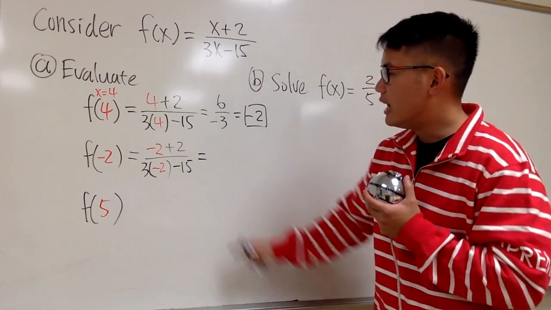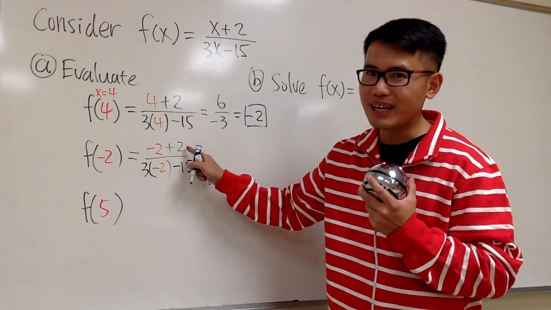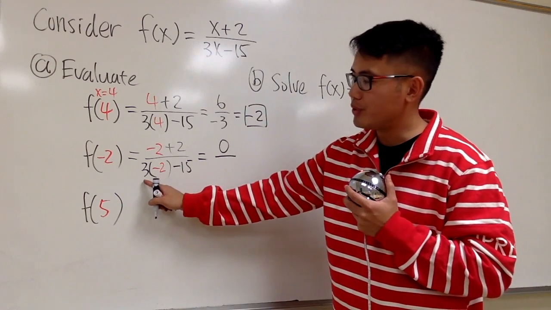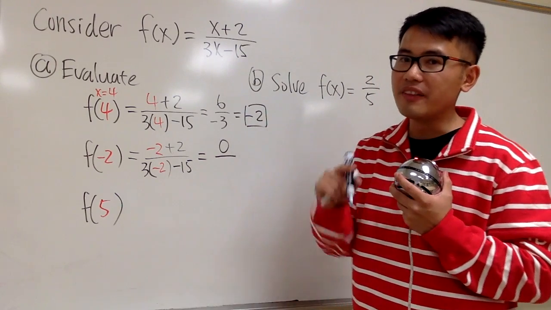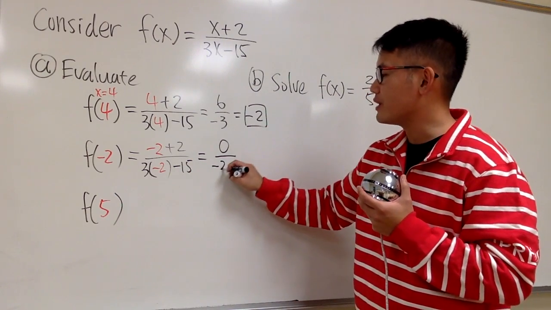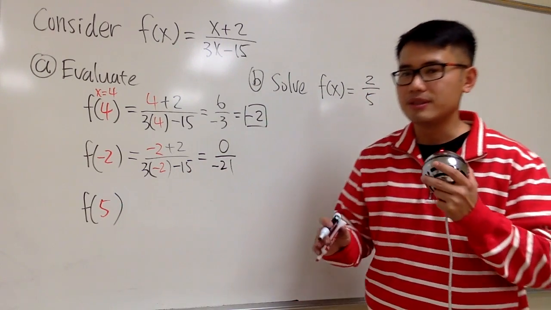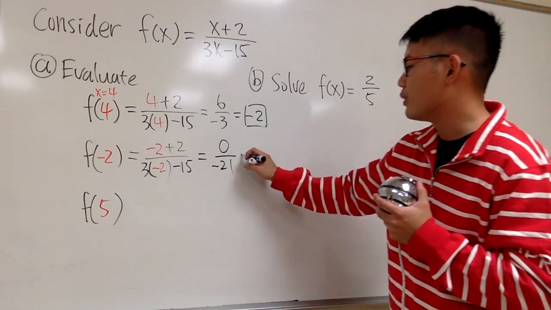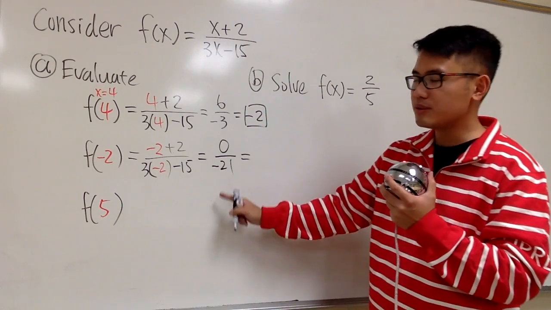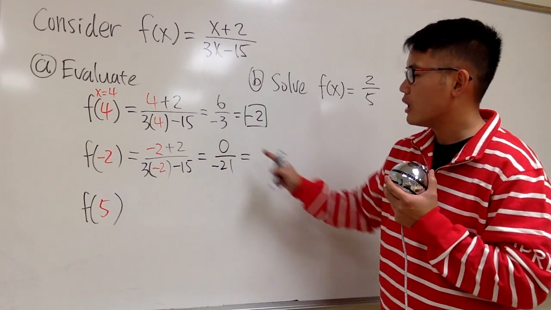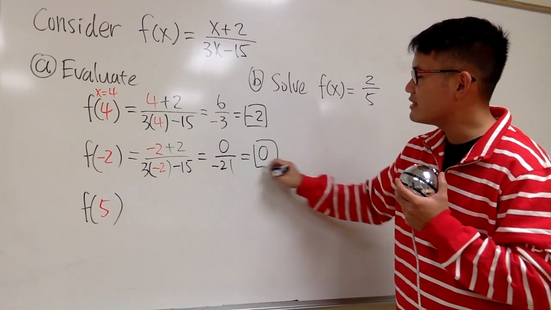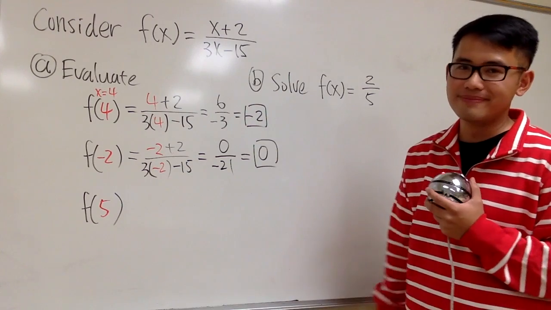This is going to give us, on the top, negative 2 plus 2 is what? 0 over 3 times negative 2 gives us negative 6, and then minus 15 gives us negative 21, right? And now this is a little bit strange, but you have to know, when you have a 0 on the top over a number that's non-zero, this is negative 21. Altogether, it gives us 0. So we do have an answer. This right here is 0.